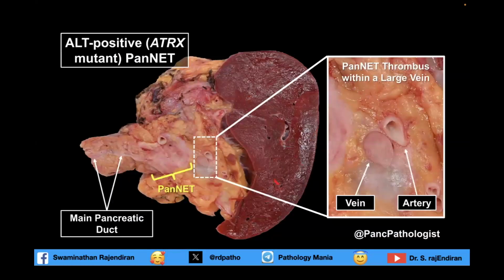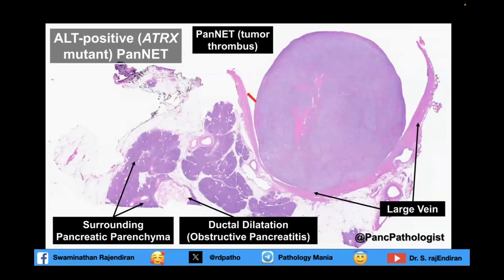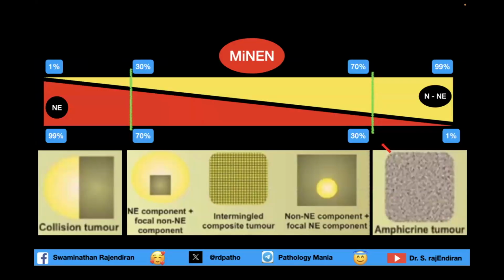This is one of the nice gross pictures. Because of that, I took this slide, and it shows a pancreatic neuroendocrine tumor here and a nice intravenous emboli, and this is ATRX mutant. And see how nicely the histological sections are showing the neuroendocrine tumor emboli in the vein.